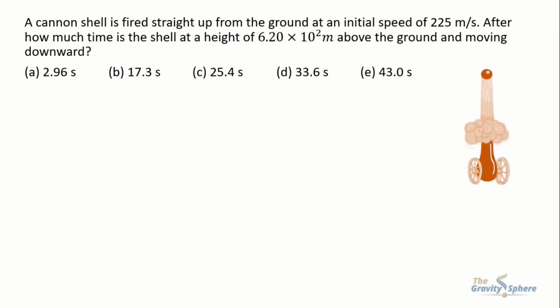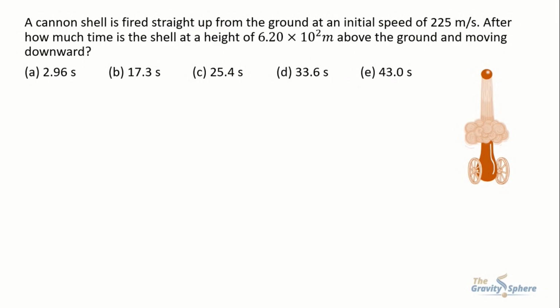A cannon shell is fired straight up from the ground at an initial speed of 225 meters per second. After how much time is the shell at a height of 6.20 × 10² meters above the ground and moving downward? There are 5 options given.